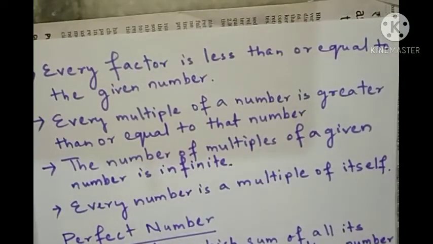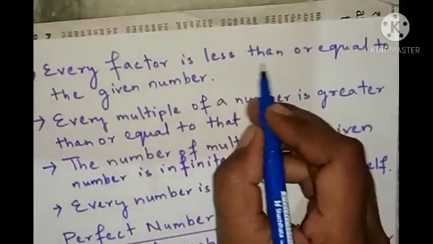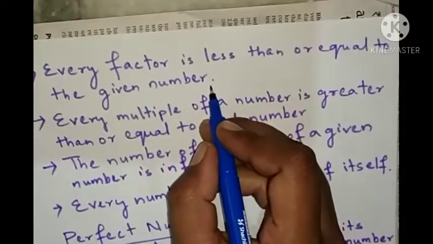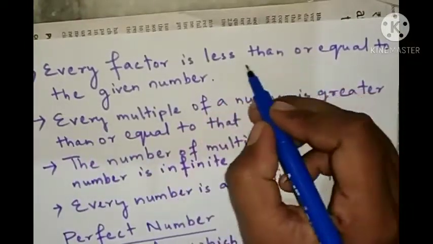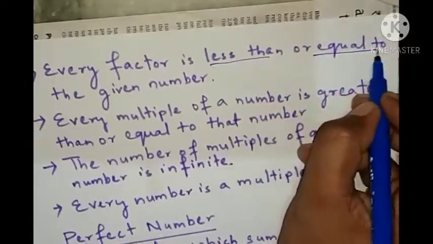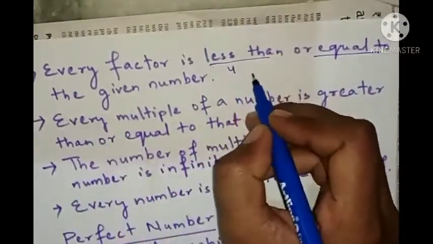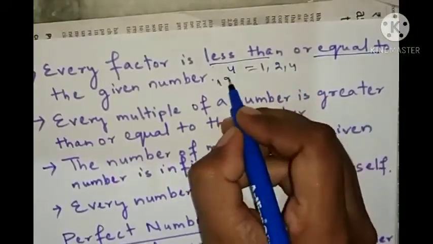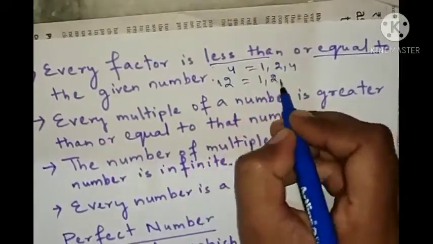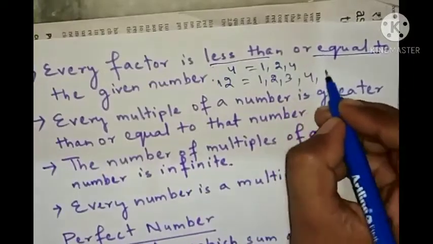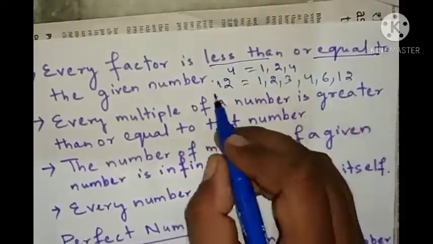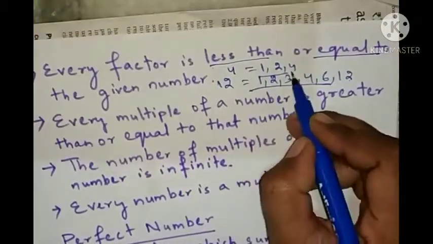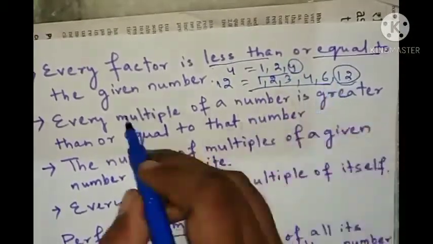Next fact is what? Every factor is less than or equal to the given number. That's what we have seen. So every factor is what? Less than or equal to the given number. For 4, factors of 4 are what? 1, 2, 4. Factors of 12 are how much? 1, 2, 3, 4, 6, 12. So always it is less than, or equal to, the given number.